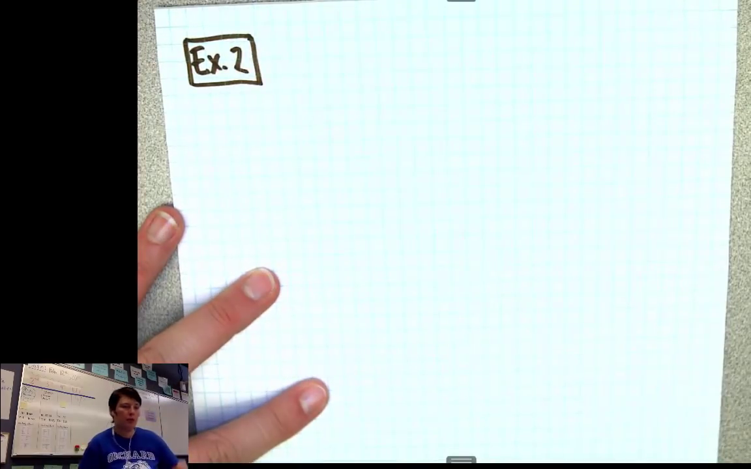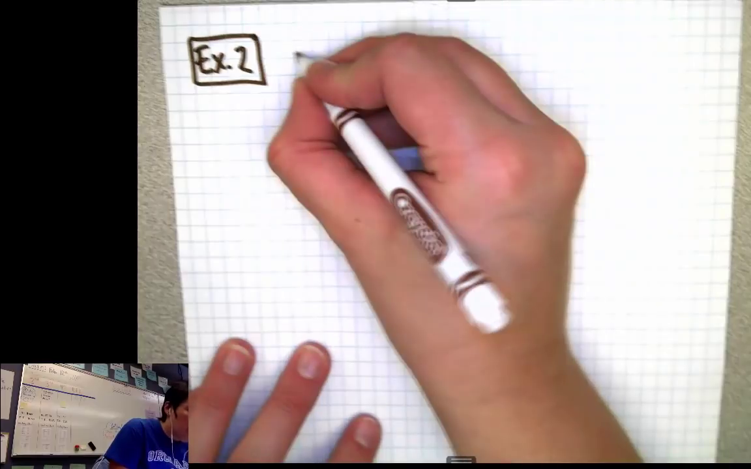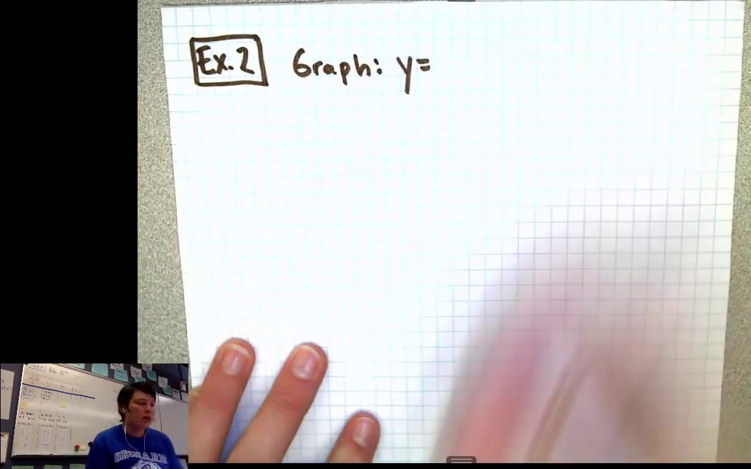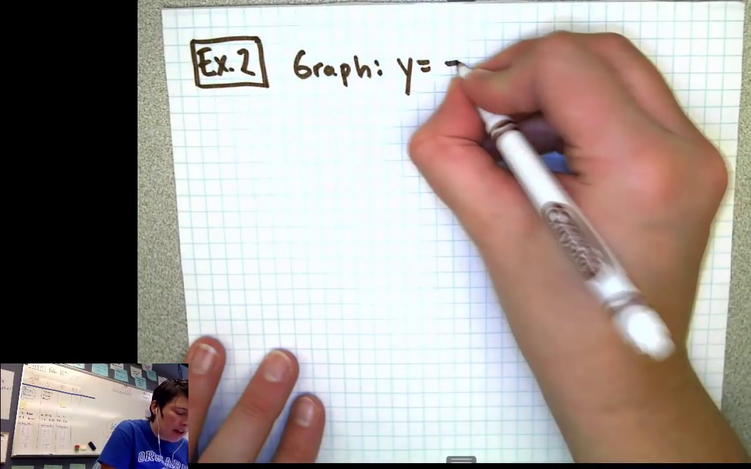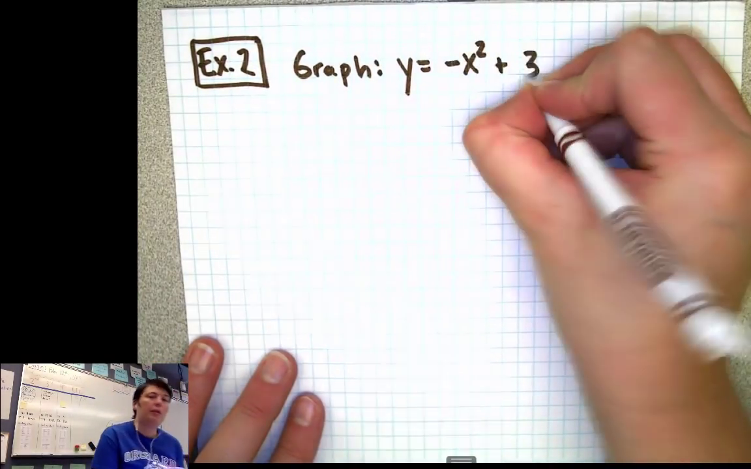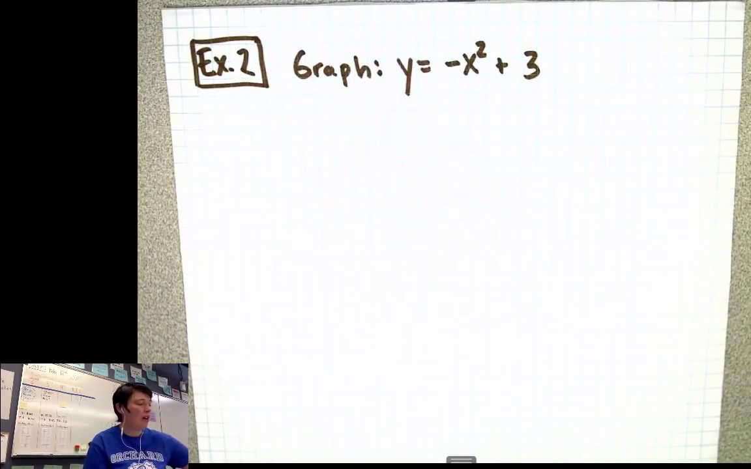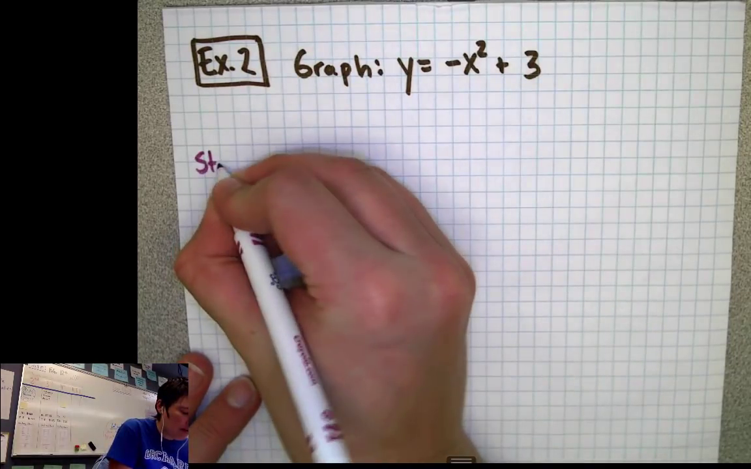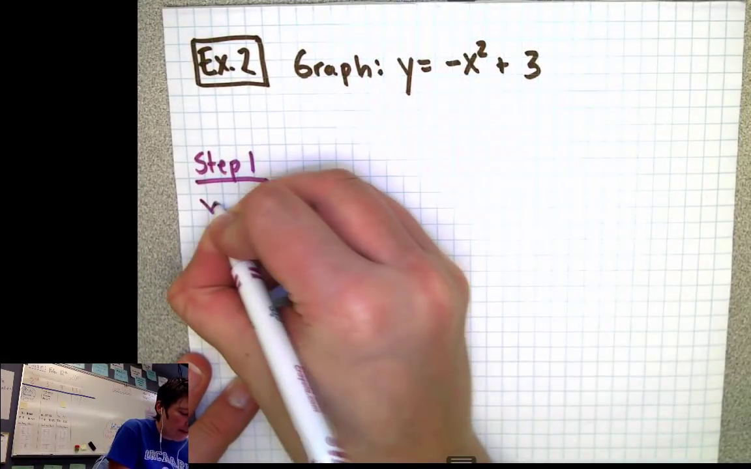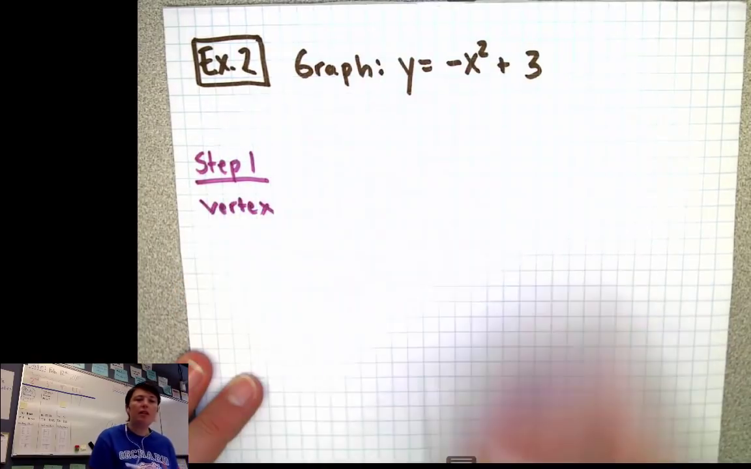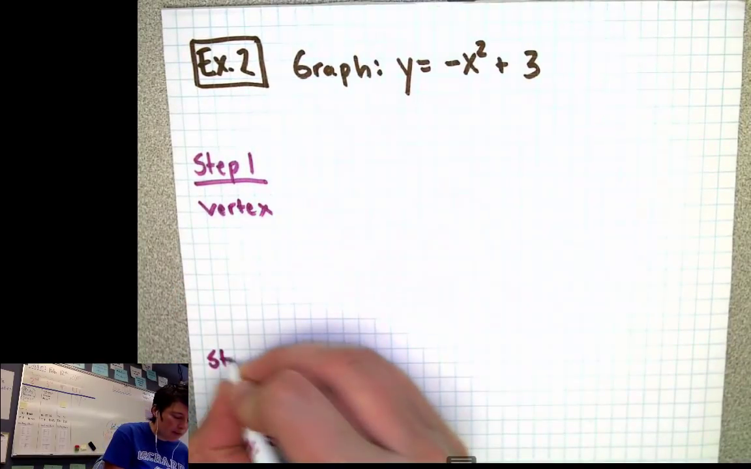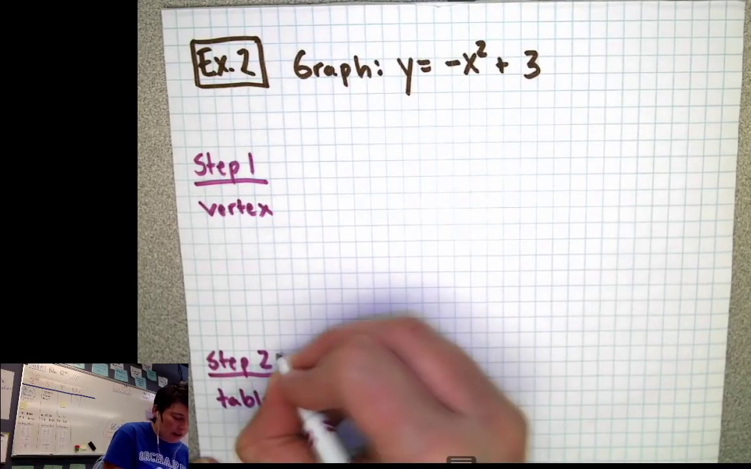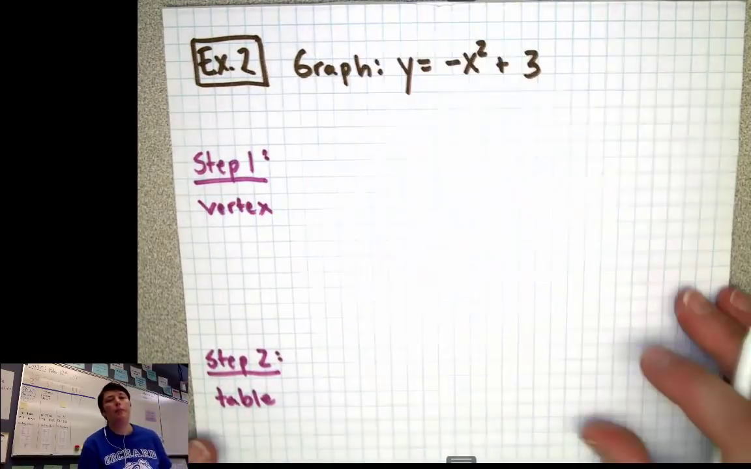And for example 2, we're going to graph a different equation. So we are going to graph y equals negative x squared plus 3. Now we know our steps. We have now practiced one of these. So we know step 1 is going to be find the vertex. So that'll be step 1, which I'll write right here. When we're done finding the vertex, we'll move to step 2, and step 2 will be building a table. And that's really going to be my 2 main steps.